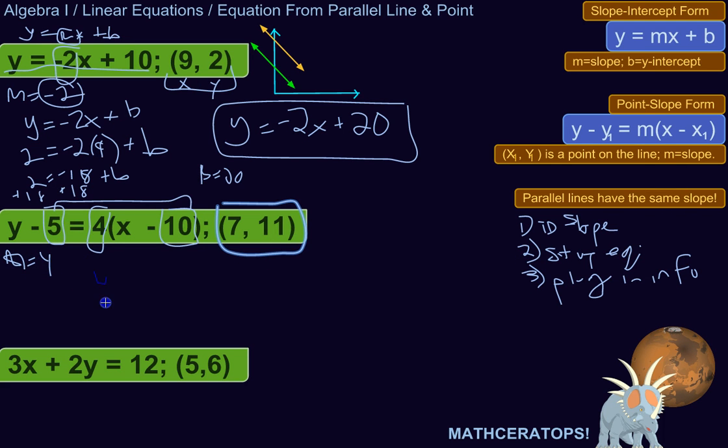So what it'll go like is y minus the y coordinate of a point on the line. So in this case 11, y minus 11 equals the slope times x minus the x coordinate of a point that's on the line. So in this case it's 7. Boom, done. So the point slope forms are probably the easiest to deal with if you're trying to write an equation for a parallel line. And by the way, why would you do that?